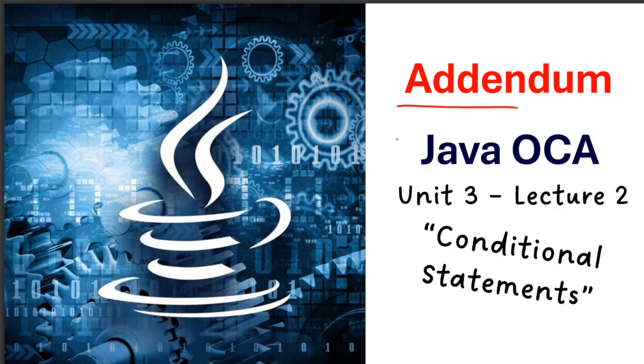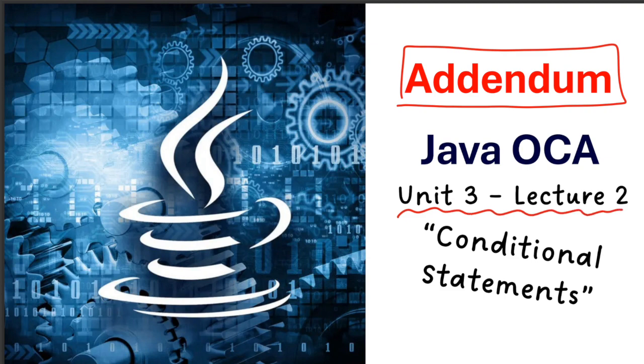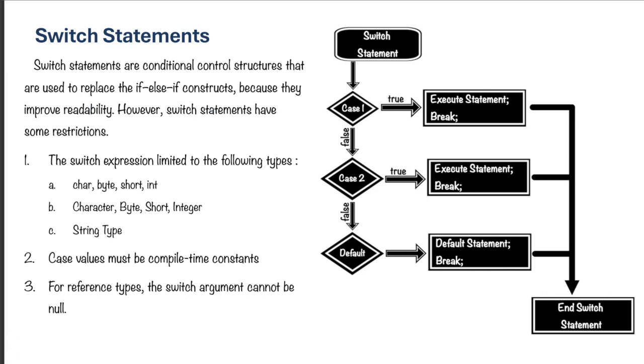Okay, so this video is an addendum to the Unit 3, Lecture 2 on the topic of conditional statements. In our original notes, I had written primitive types here for A, but I should have limited those primitive types to char, byte, short, and int. Any others will cause errors.